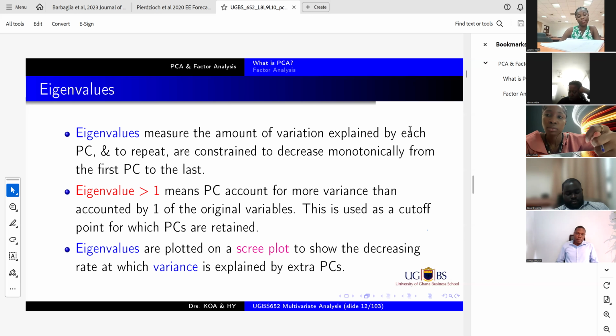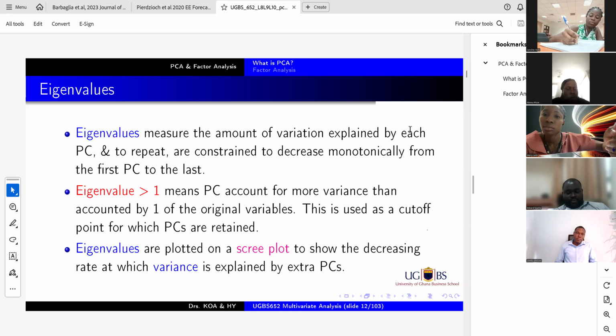Now, if any of the principal components you have created is not bigger than 1, what does that mean? It means that it's not that important. It's not accounting for any great variability in the entire data set. So what do you do? Drop it. So this is used as a cutoff point. I'll create a certain graph, and I'll tell you to determine the elbow effect. You use that to cut off how many principal components you have.